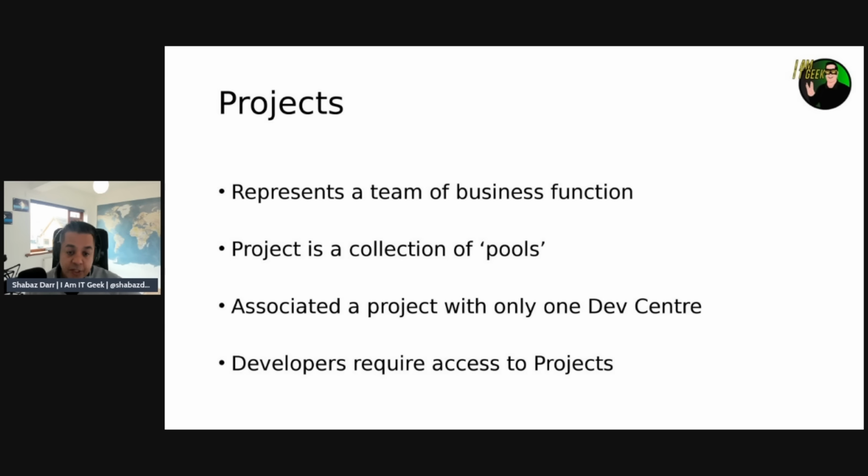Let's talk a little bit about projects now. In a Dev Box, a project represents a team or a business function within your organization. Each project is a collection of pools, and each pool represents a region or a workload. When you associate a project with the Dev Center, all the settings at the Dev Center level are applied to that project automatically. Each project can be associated with only one Dev Center.